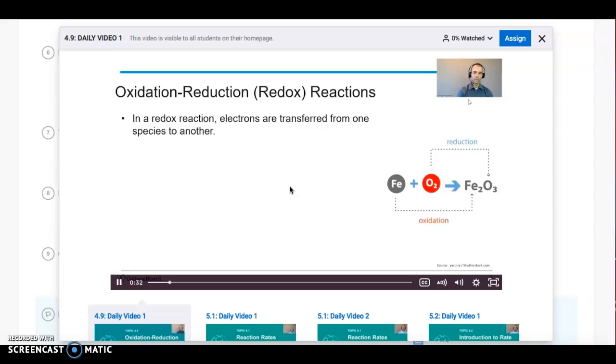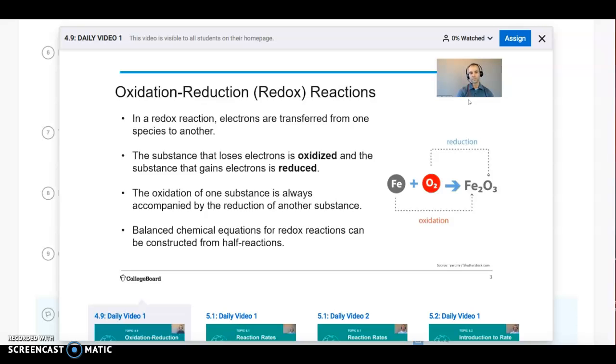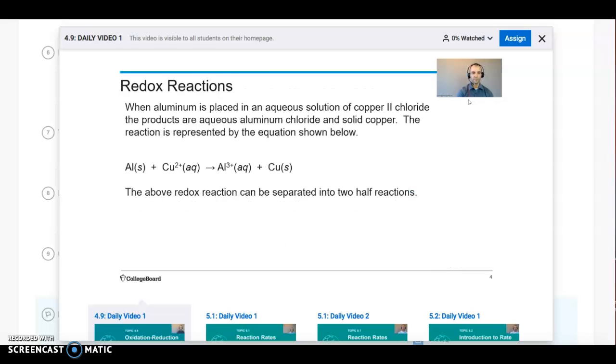In a redox reaction, electrons are transferred from one species to another. The substance that loses electrons is oxidized, and the substance that gains electrons is reduced. The oxidation of one substance is always accompanied by the reduction of another substance. And balanced chemical equations for redox reactions can be constructed from looking at half reactions.